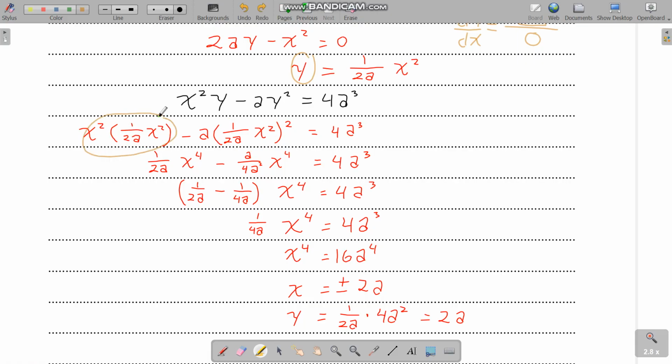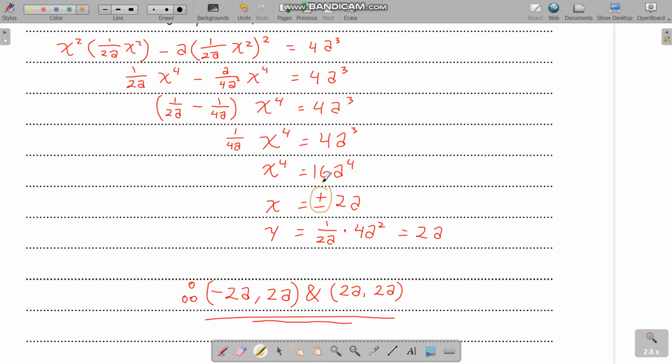If you simplify, you get 1 over 2a times x to the fourth, and here if you square everything, you get 1 over 4a squared x to the fourth, still multiplied by minus a. If you factor out the x to the fourth, you get 1 over 2a minus 1 over 4a. 1 over 2 minus 1 over 4 is 1 over 4, so 1 over 4a times x to the fourth, and then you multiply both sides by 4a, so you get 16a to the fourth on the right, and then you take the fourth root.